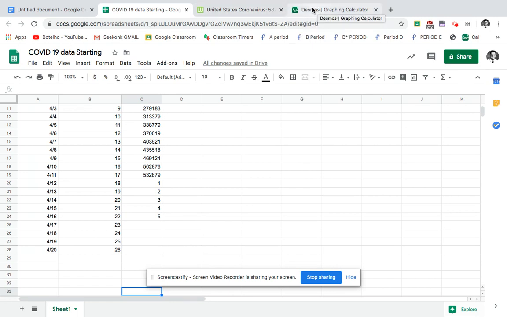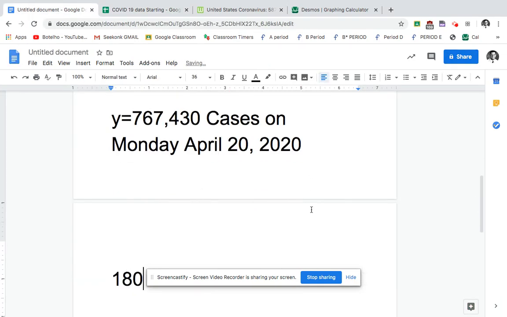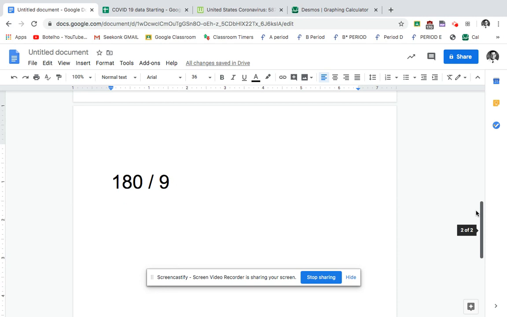So that rate of change, right? If you think about it here, you take 180 and you divide by 9, that's a pretty even number here. So 180 divided by 9 equals 20,000 cases per day. So that's what they think will happen according to our trend line, that we'll get 20,000 cases per day.